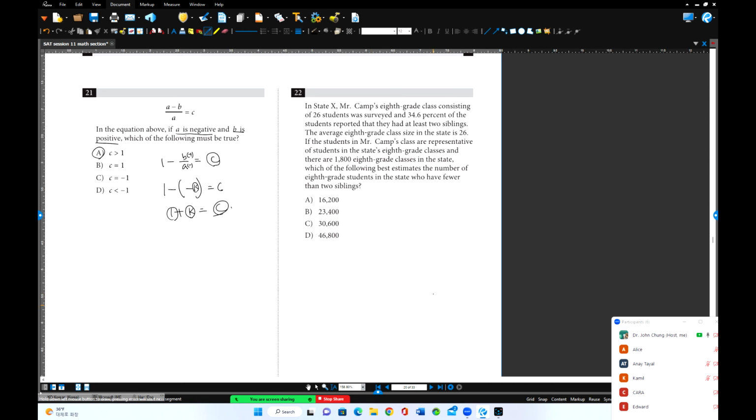Number 22 there. In a state, Mr. Camp's 8th grade class consisted of 26 students who were surveyed, and 34.6% of students reported they had at least 2 siblings. The average 8th grade class size in the state is 26. If the students in Mr. Camp's class are representative of the state's 8th grade classes, there are 1800 8th grade classes, 1800 classes times 26, that is the total number of students, right?